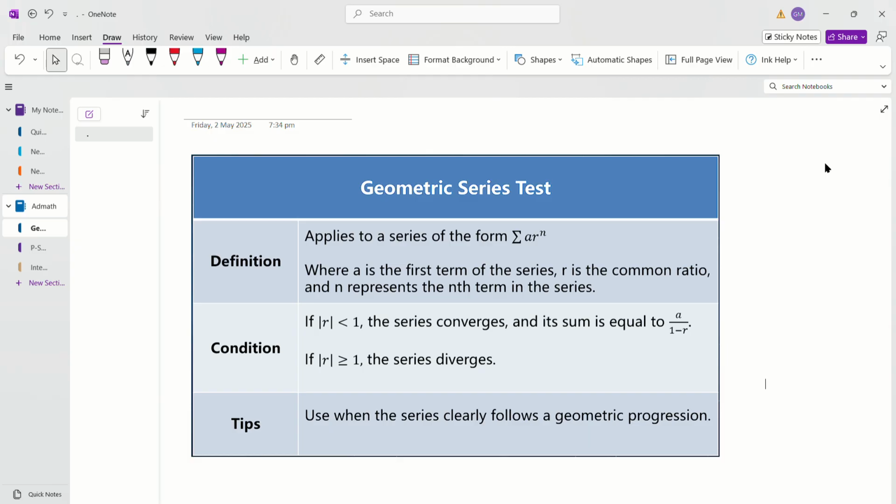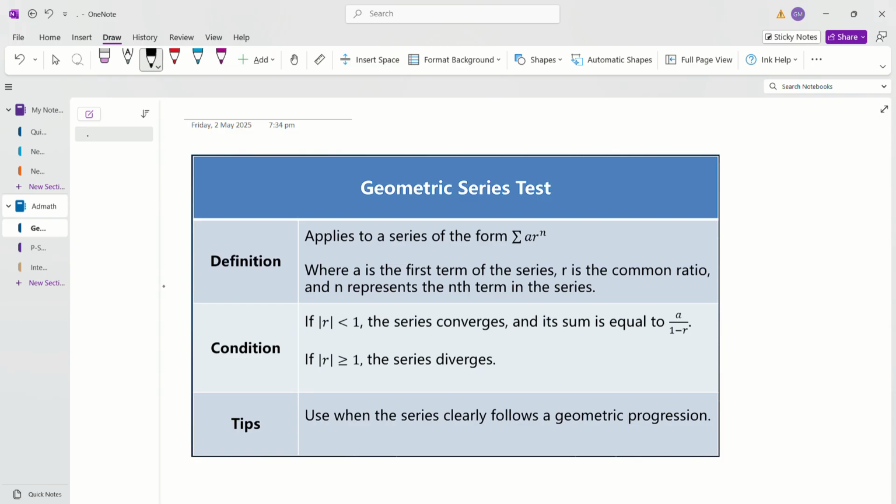Next, another condition is that if the absolute value of r is greater than or equal to 1, then the series diverges. So those are the conditions in order to identify if the series converges or diverges. Just focus on the absolute value of r. You may use this test when the series clearly follows a geometric progression.